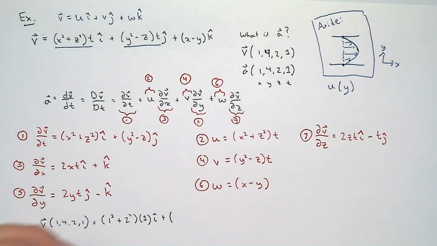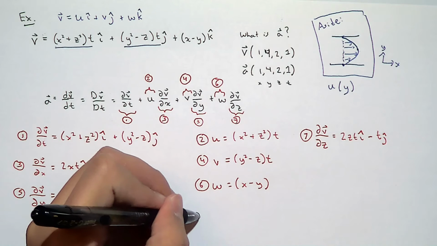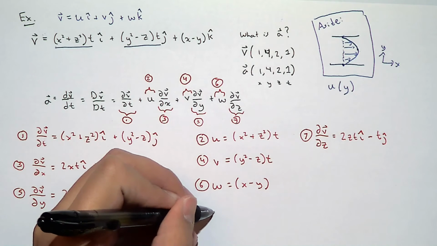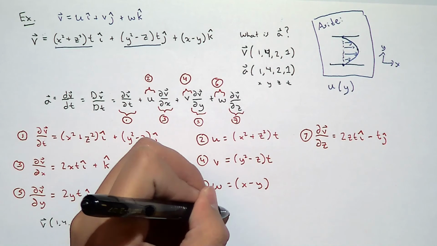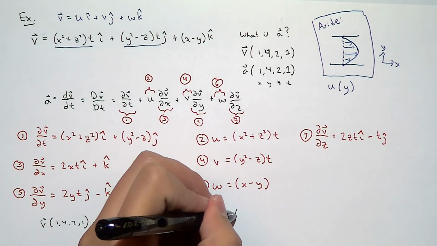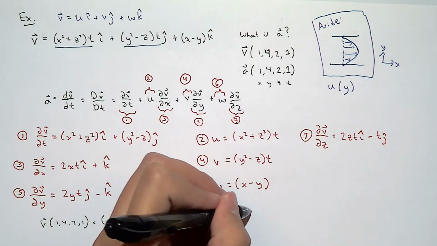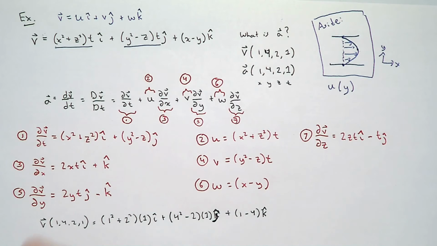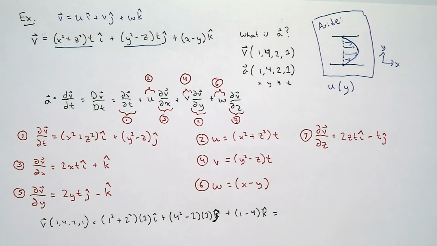4 squared minus 2 times 1. Thank you. In the y position, oops, I wrote k, it should be j. What else? 1 minus 4. 1 minus 4 in the z position. Okay, good. At this point, I think we can all solve this, right? Yeah. Great. So what do we have?